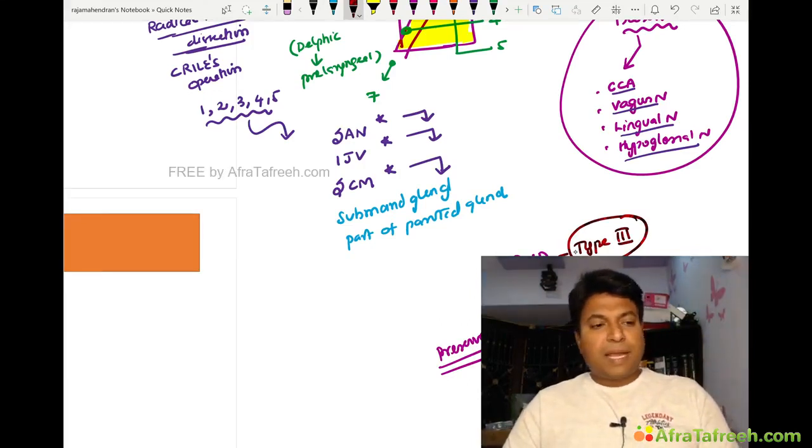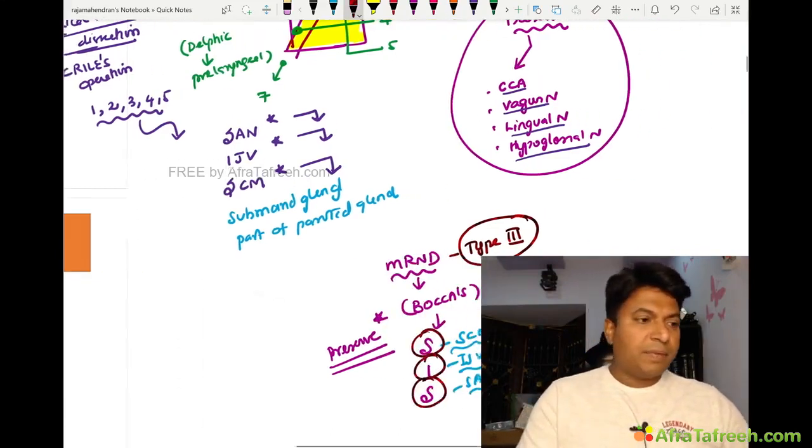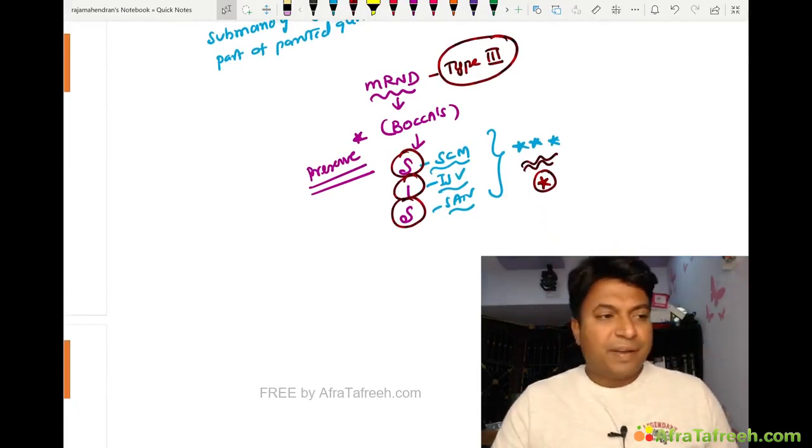So preserve type 3 is, I don't know. Okay, sorry. So I will write it on the right side.